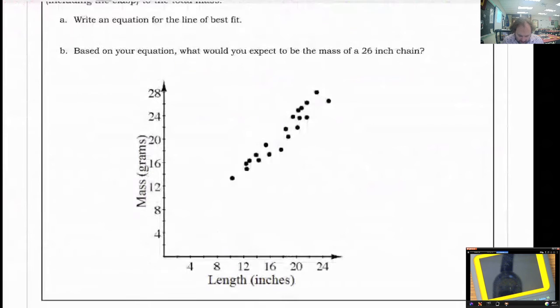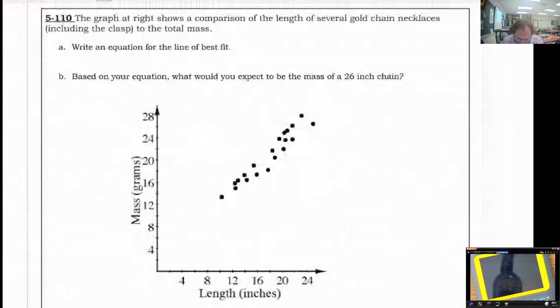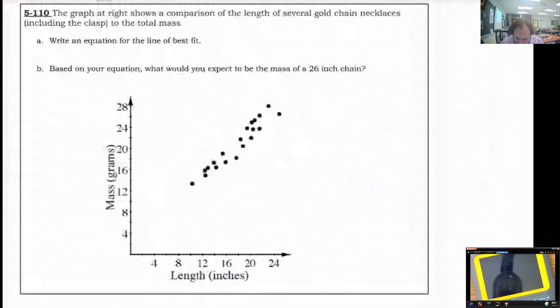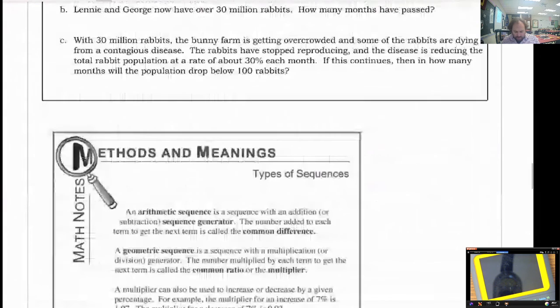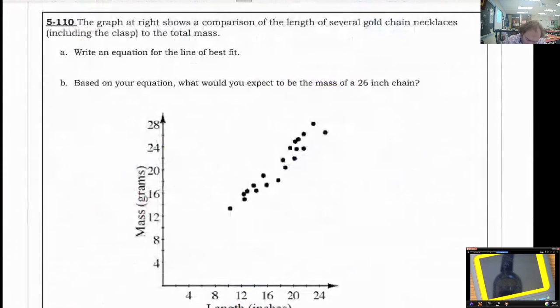Let's look at the last question here. 5.1.10. The graph at right shows a comparison of the length of several gold chain necklaces, including the clasp, to the total mass. Oops, my thing froze on me for a minute. So what we're going to do is write an equation for the line of best fit. We're going to write an mx plus b.